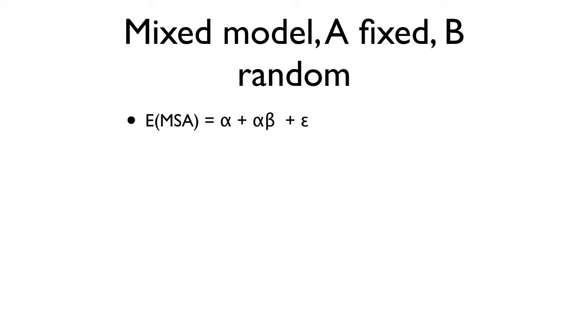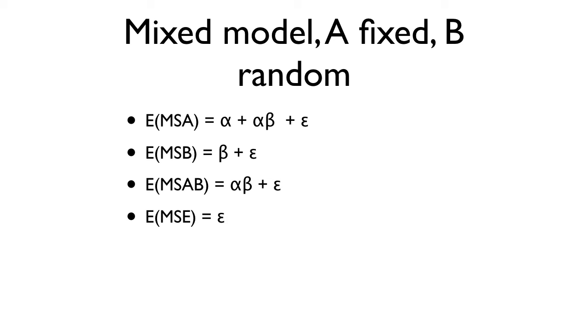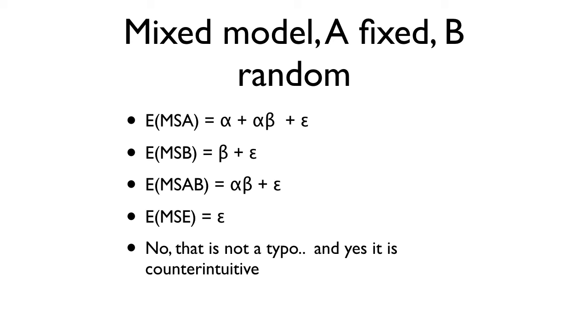Expected value for mean squared A is alpha plus alpha beta plus epsilon. Expected value for B is beta plus epsilon. Alpha beta is alpha beta plus epsilon. And expected value of mean squared error is still error. So if A is fixed and B is random, why is A the one that has the alpha beta added to it? Math.